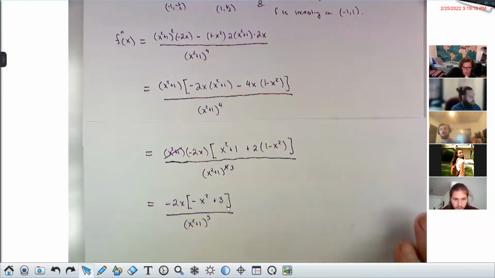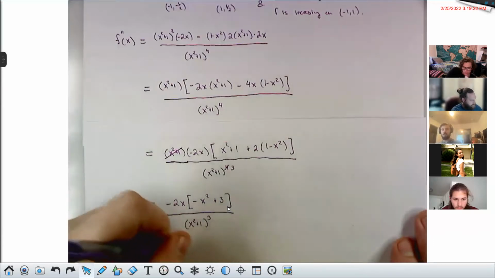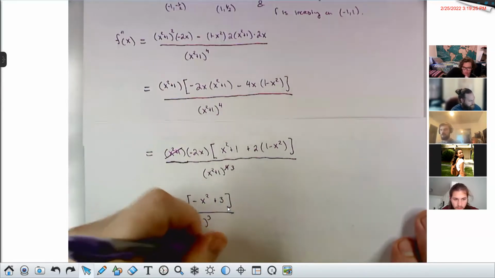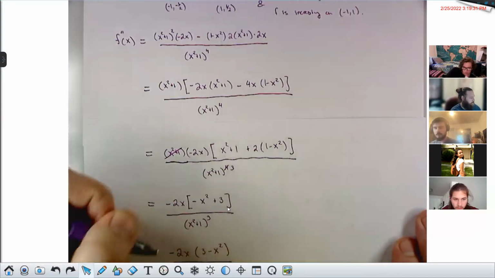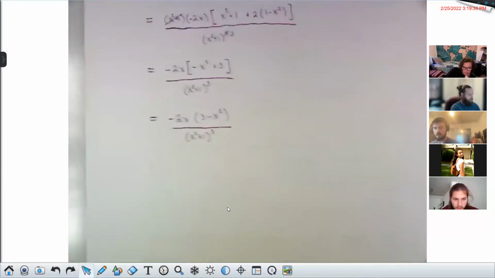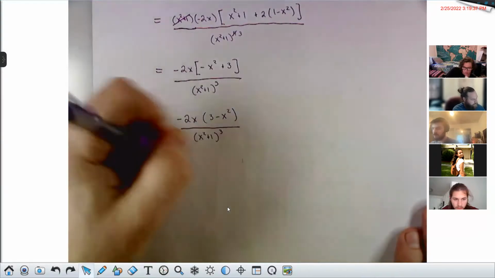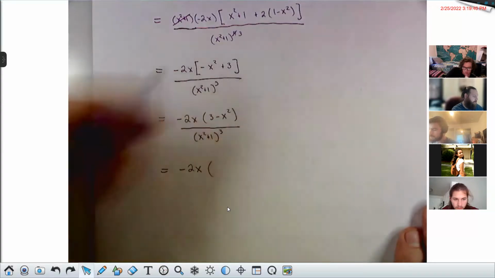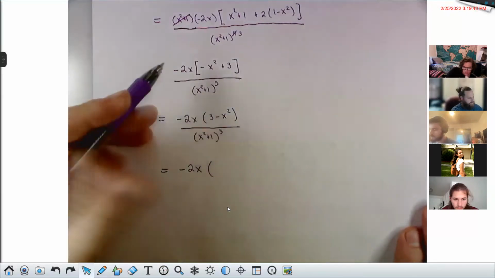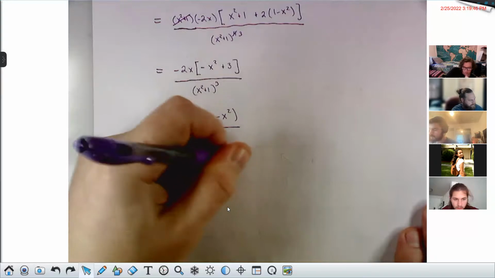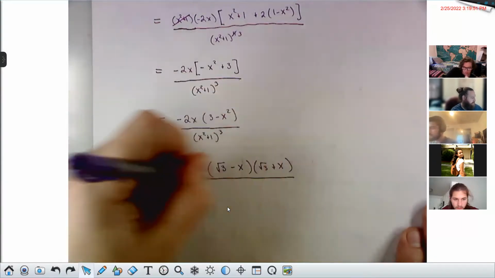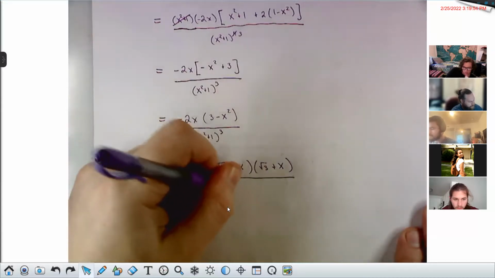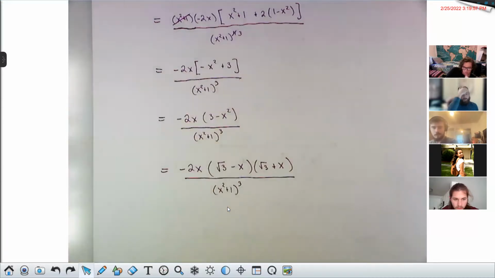This piece is a difference of squares. This is negative 2x times 3 minus x squared over x squared plus 1 quantity cubed. And now for my last bit of simplification. Doesn't look like a difference of squares, but it is. That's root 3 minus x times root 3 plus x. And this is now the most useful form of this second derivative. Not a small amount of work, I can see.